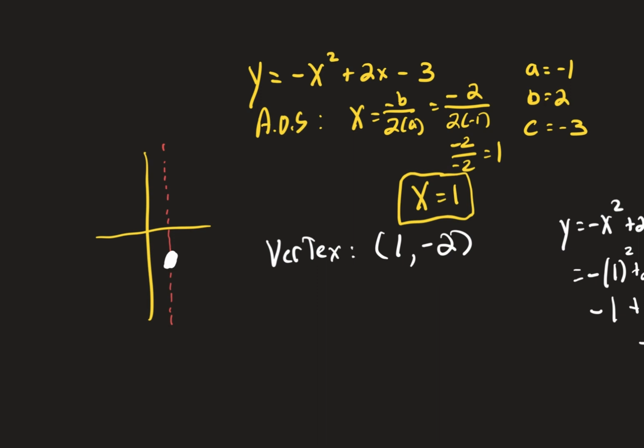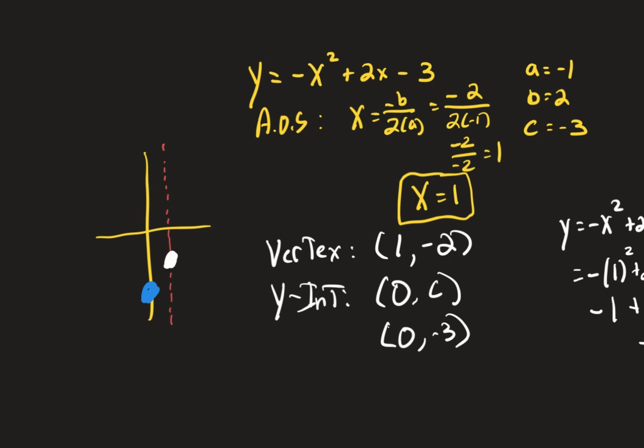Now we find our y-intercept. Our y-intercept is the point (0, c). My c value is negative 3, so that's (0, negative 3). If I look at that vertex at (1, negative 2), I know my c value has got to be lower than it. So it's down here somewhere.